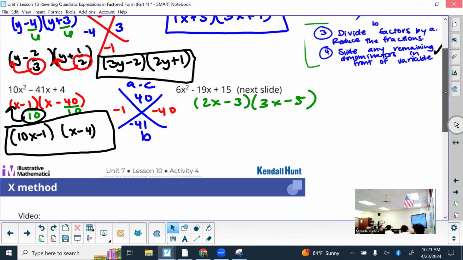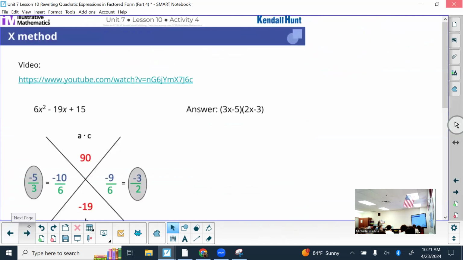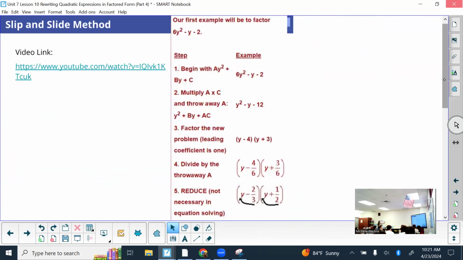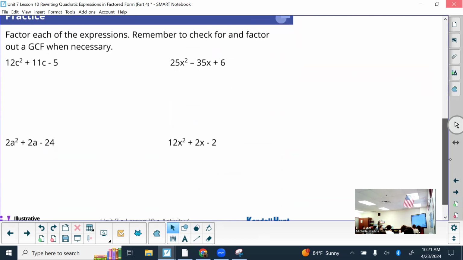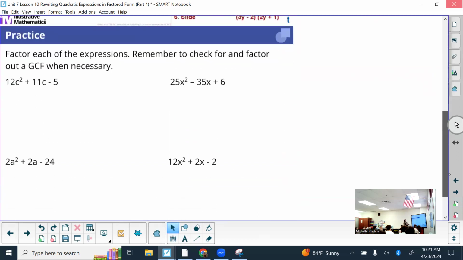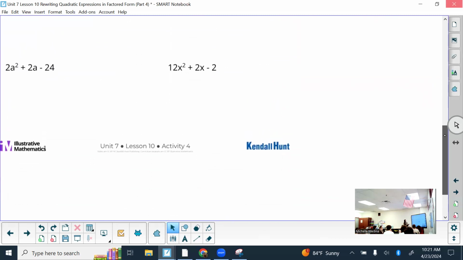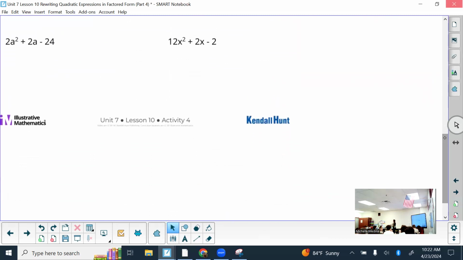We're going to look at this one, the 2a squared plus 2a minus 24. I know they're not numbered. But here's an example that actually has a GCF we can factor out. You should always check for it first. What is the GCF between 2, 2, and 24? All right, what do you think? GCF?